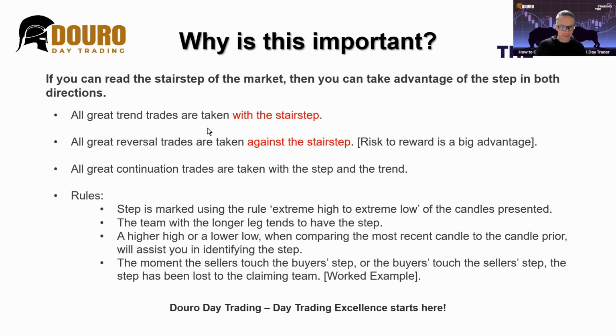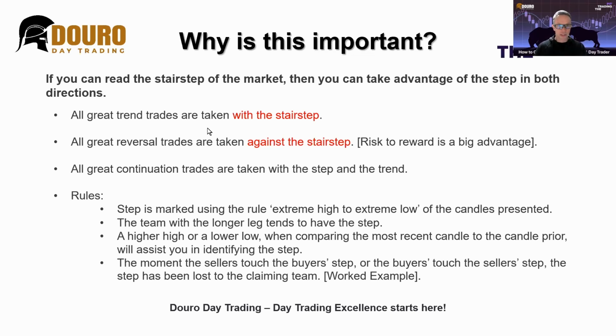I'll build on this, I'll bring up a chart, and then we'll go to the live charts. So, guys, if you can read the stair step of the market, you can take advantage of the step in both directions. So all great trend trades are traded with the stair step. All great reversal trades are traded against the stair step. Now, the reversals, guys, do generally offer the best risk to reward ratio. There is no question about that at all. All great continuation trades, guys, are traded with the step and the trend. We actually had a number of those tonight, guys, in the live trading room.